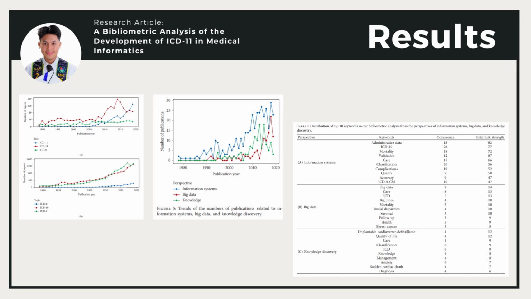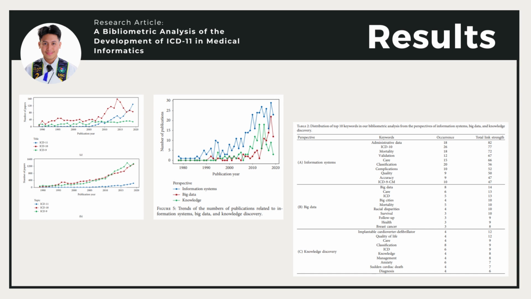So on figure 5, this illustrates the trend of the number of publications related to the 3 perspectives discussed earlier. So results indicate that over the last 30 years, ICD has been more extensively used in information systems than in big data and knowledge discovery. So let's proceed with the distribution of keywords.